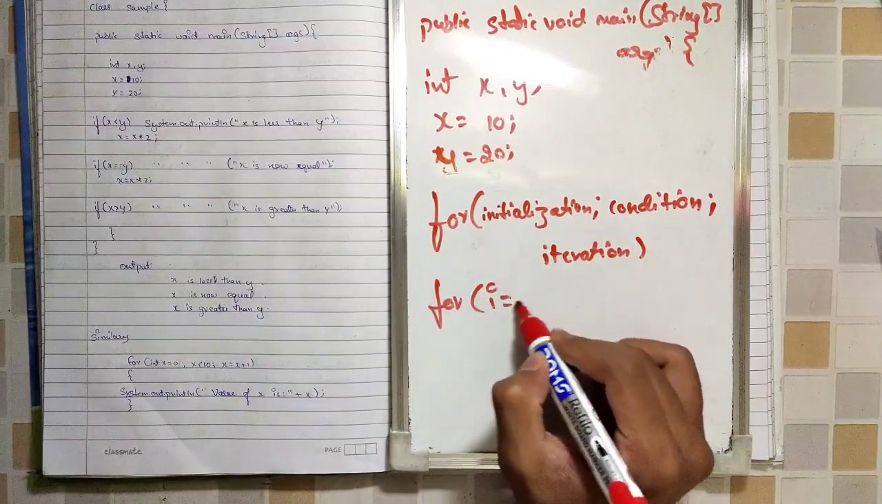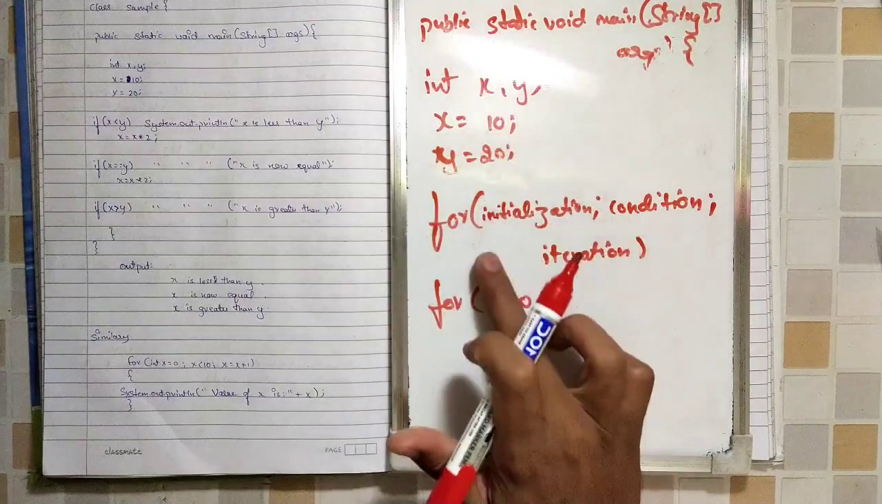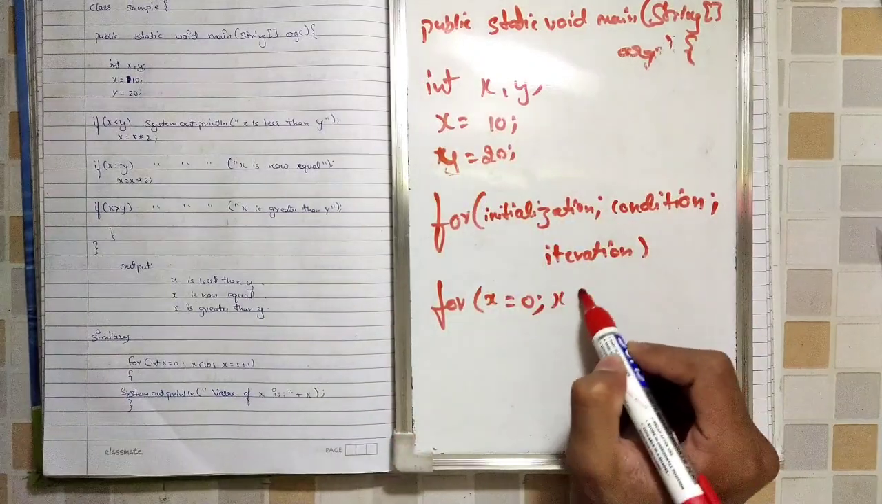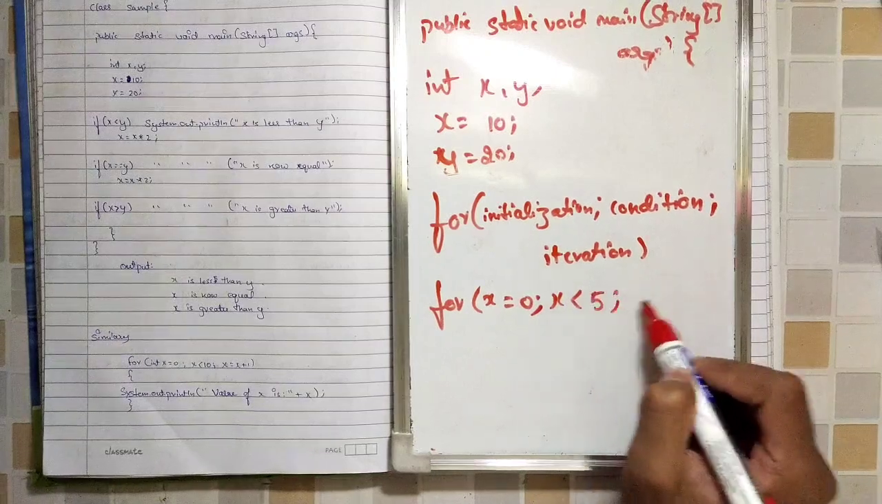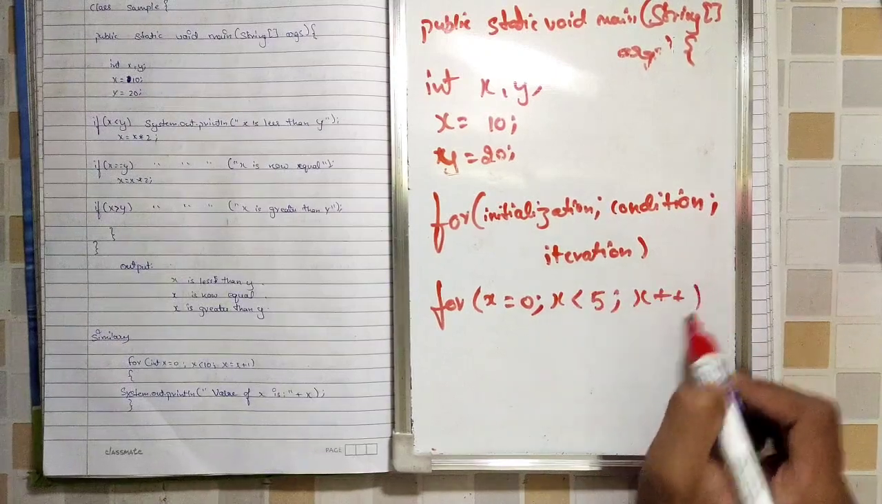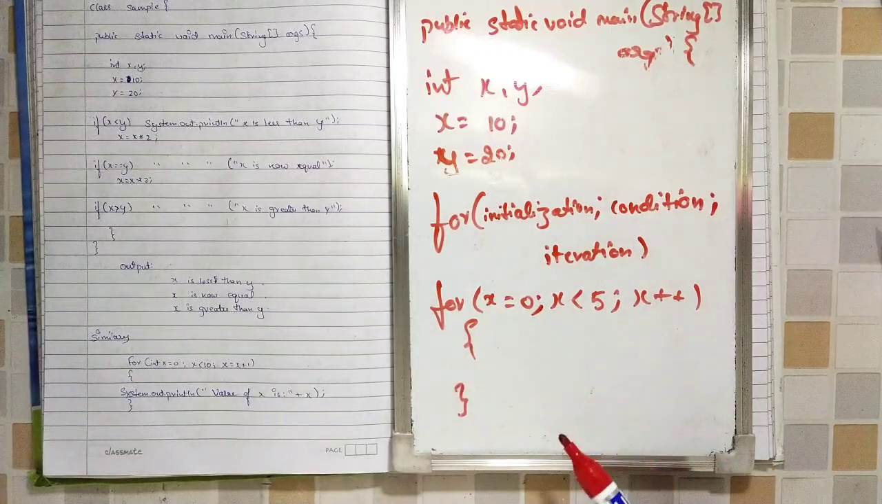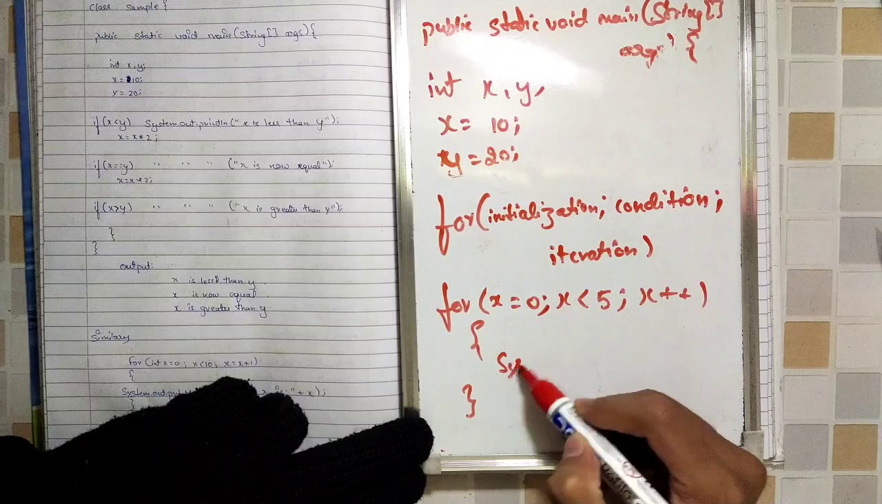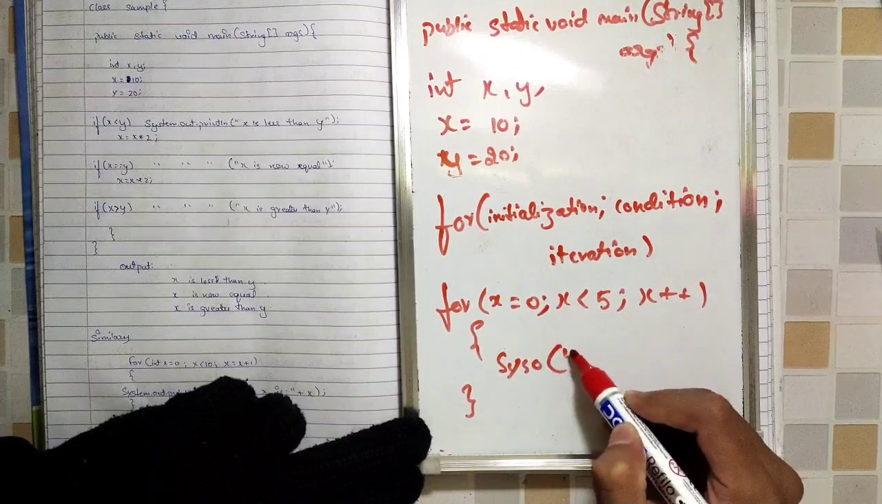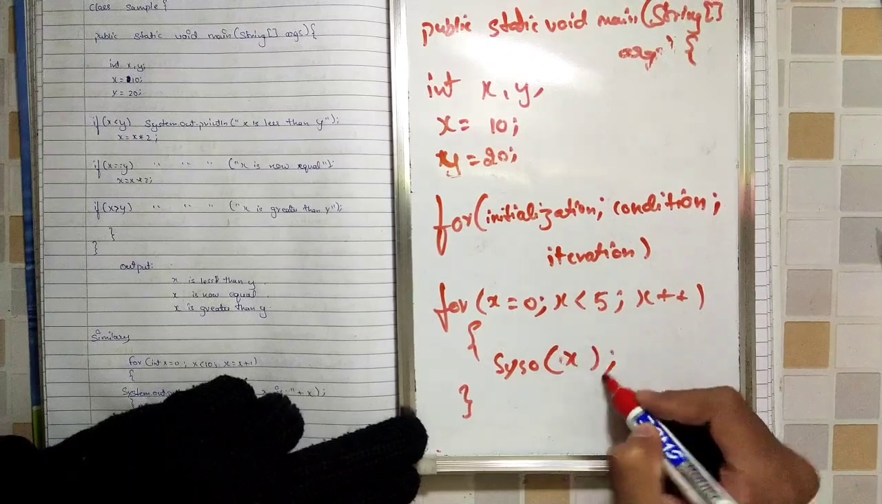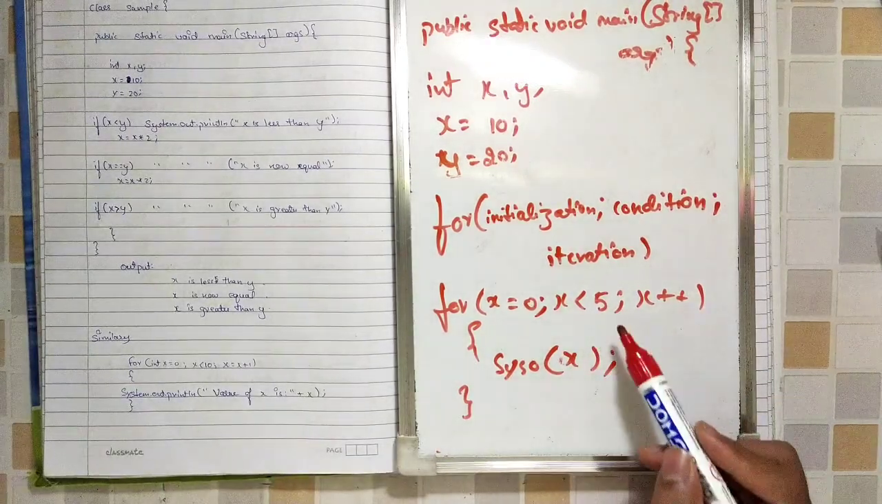Suppose for int x equals 0, if my x is not already declared in the program, so I'll take int x equals 0, x less than some number, suppose 5, and I'll say x plus plus. Here I can write my block of code, whatever I want, whether I want to print the value or change the value of x for something. So here I can write print x simply, without brackets. If I am not using brackets, only the value of x will be printed.